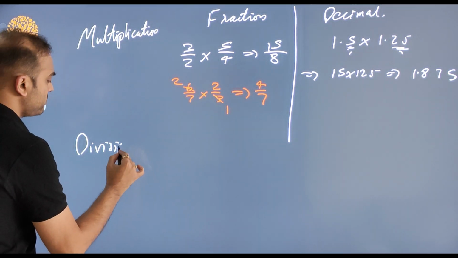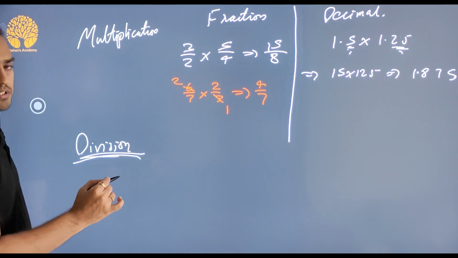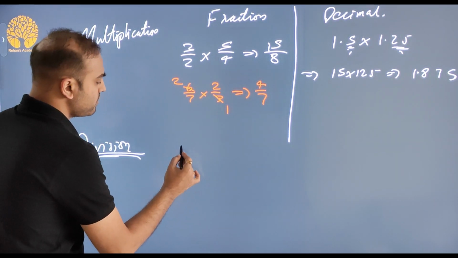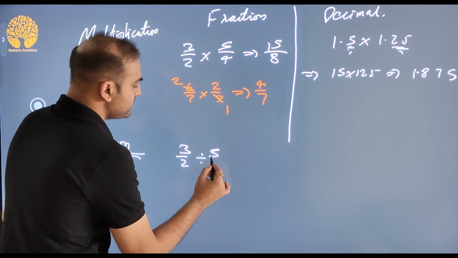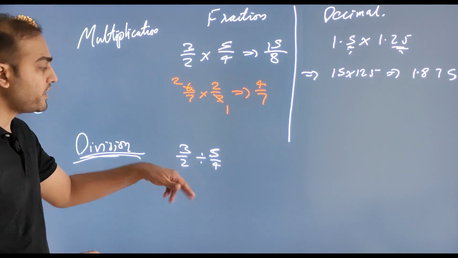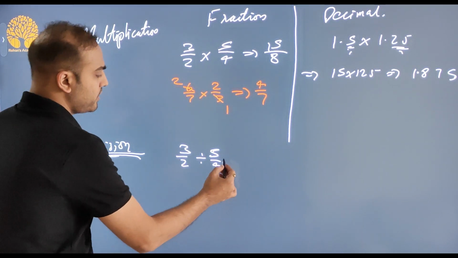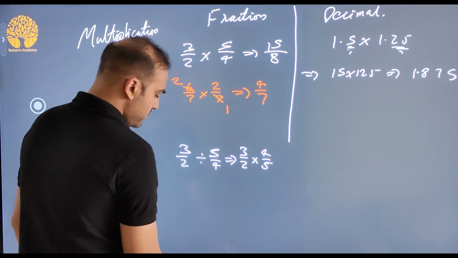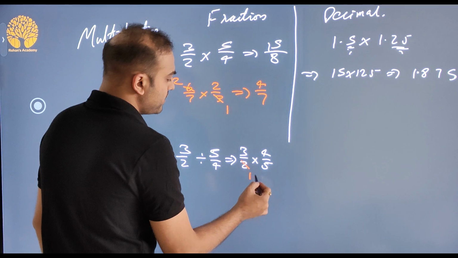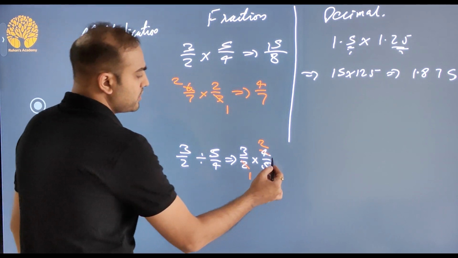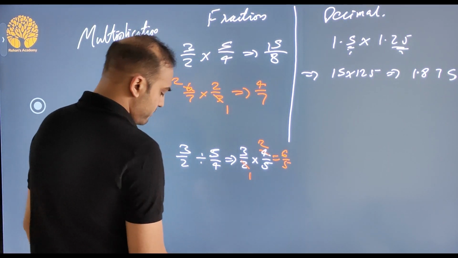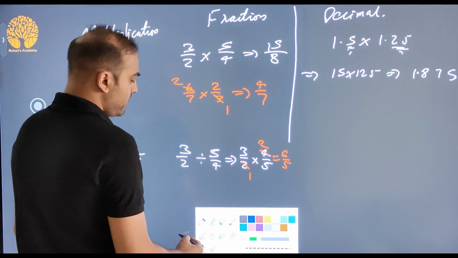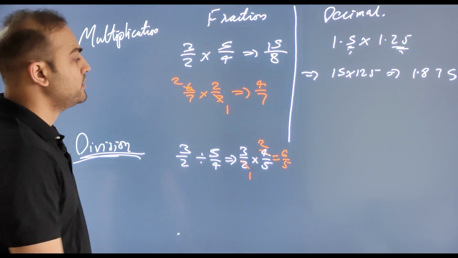And last, division. Division of fractions is simply you flip the denominator and multiply, right? So that's 3 over 2 times 4 over 5, and again, as I said, now that it has become multiplication, cancel first, that is 6 over 5.